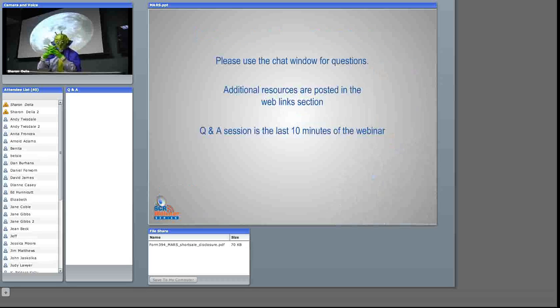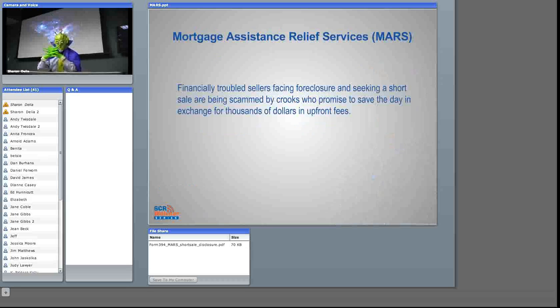Unfortunately, NAR has been trying to negotiate and carve out an exception for realtors. To date, realtors that engage in short sale negotiations with lenders fall under this MARS rule. Let's go through the MARS rule at ludicrous speed.